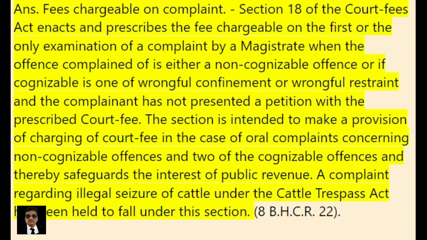This section is intended to make a provision for charging of court fee in the case of oral complaints concerning non-cognizable offences and two of the cognizable offences, and thereby safeguards the interest of public revenue. A complaint regarding illegal seizure of cattle under the Cattle Trespass Act has been held to fall under this section. 8 BHCR 22.